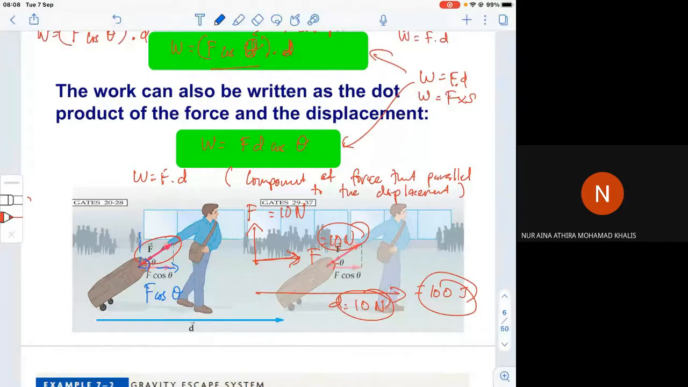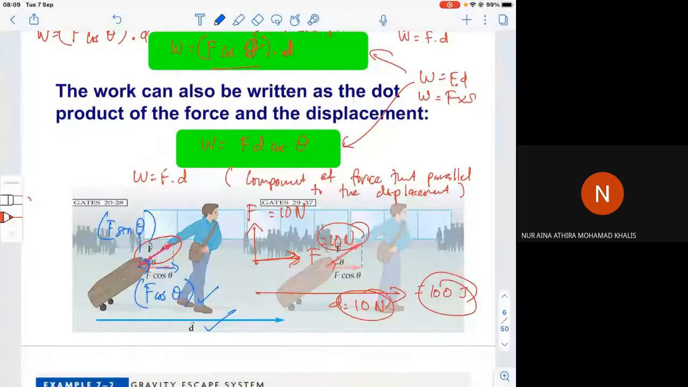Now we have F cos theta because this is the angle between the vector and the component. And when there is no angle between the force vector and the component, it becomes sine. Now we have F sine theta on the y axis and F cos theta on the x axis. So this is where we get F cos theta and also the displacement. F cos theta times displacement.